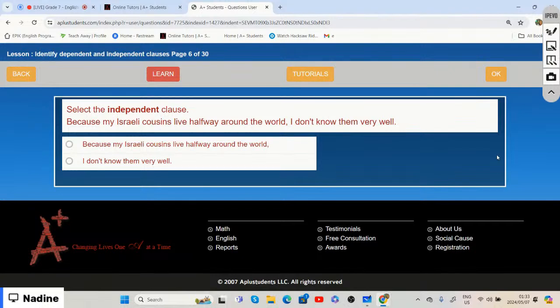All right, last one. Select the independent clause. Because my Israeli cousins live halfway around the world, I don't know them very well.